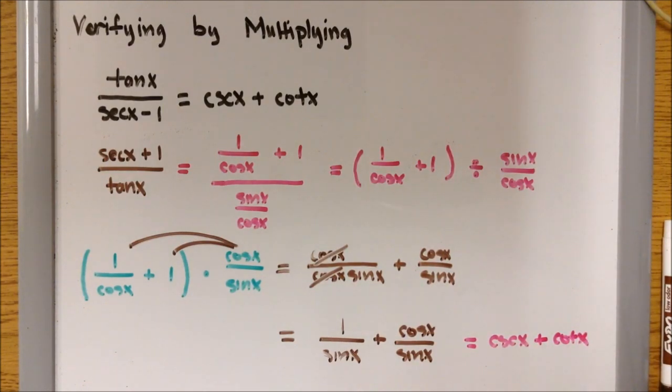So, the left side equals cosecant of x plus cotangent of x, which is the same as the right side, cosecant of x plus cotangent of x. So, basically, we finished verifying, and I'm just going to write QED, saying that we're finished.